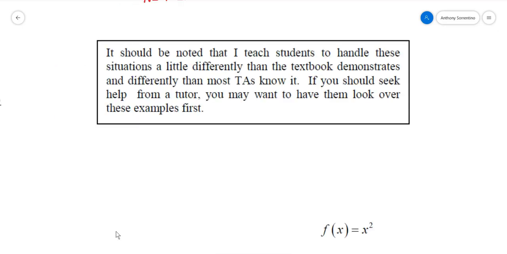We're going to move into graph transformations now, and as a warning, and I have this in your notes as well, I do teach the methodology of doing this a little differently than a lot of TAs might have learned how to do it, and actually it's a little bit different than how the book presents it. The book will have you do, especially when you get to multiple transformations, it'll have you do it using a method where you're doing one transformation at a time.